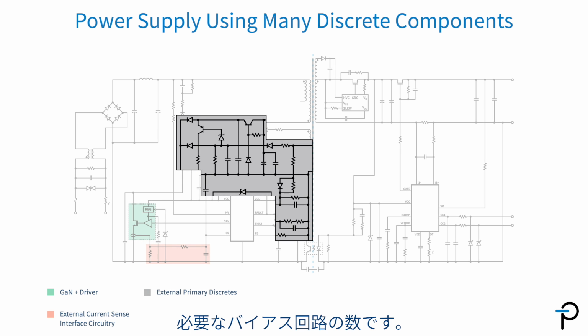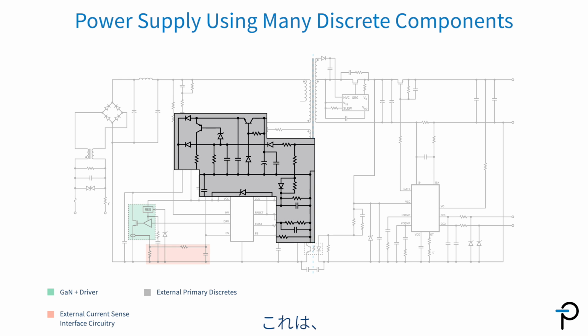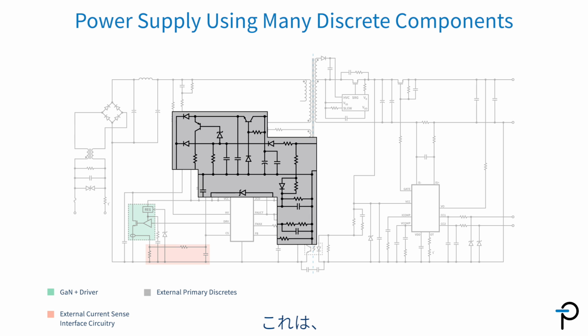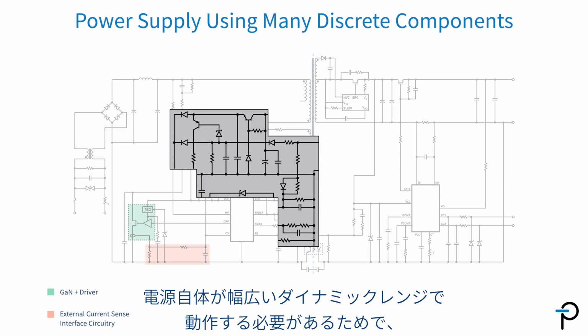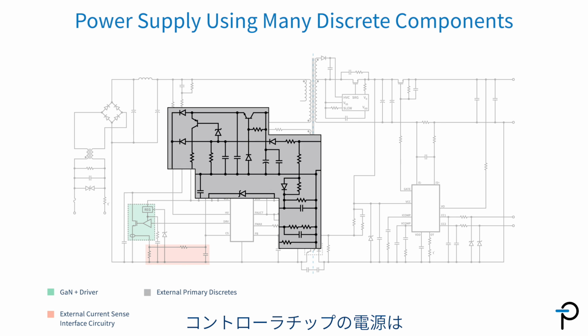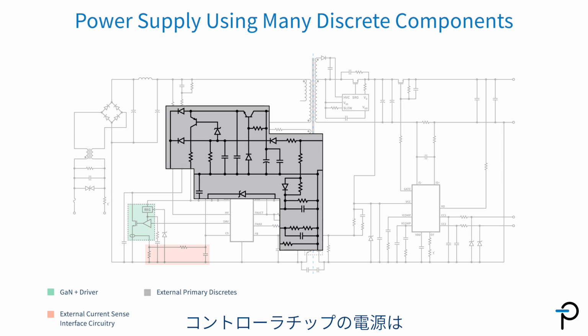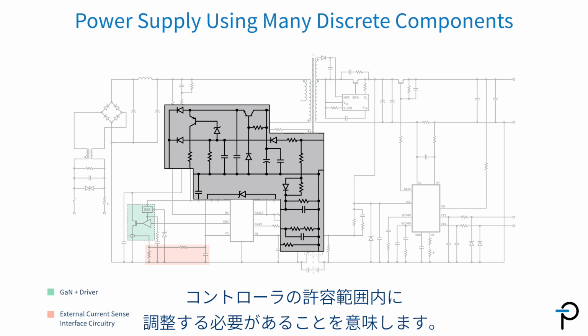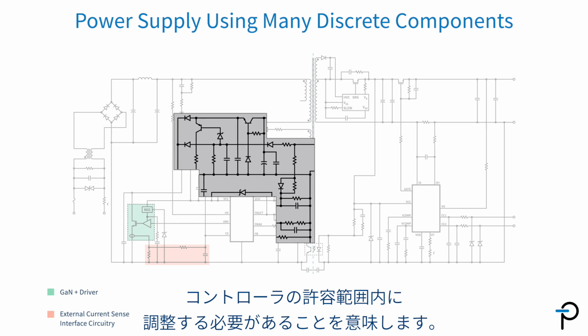Another thing worth taking a look at is the amount of bias circuitry that's required. This is because the power supply itself needs to operate over a wide dynamic range, and that means the power supply for the controller chip needs to be conditioned within the acceptable limits of the controller.